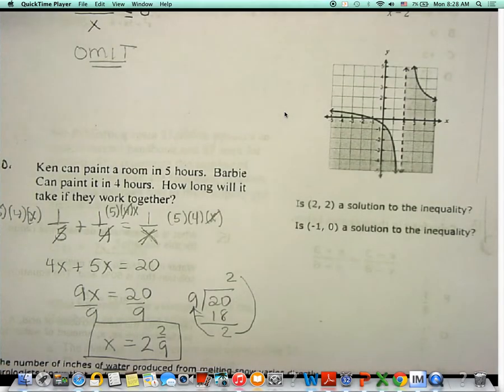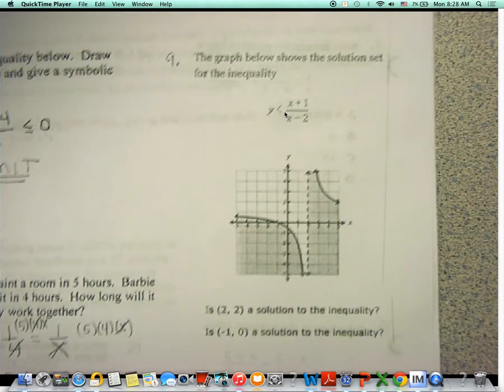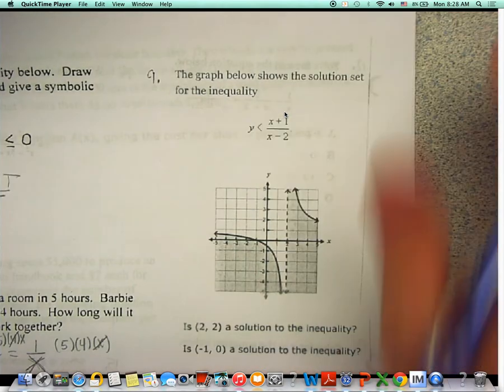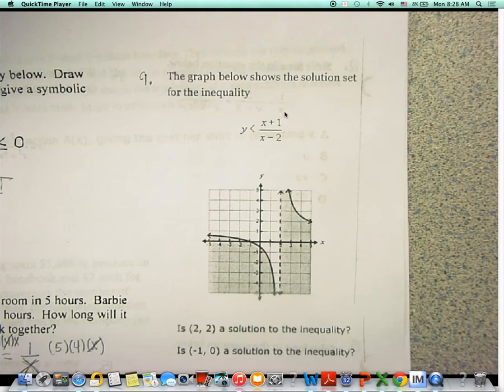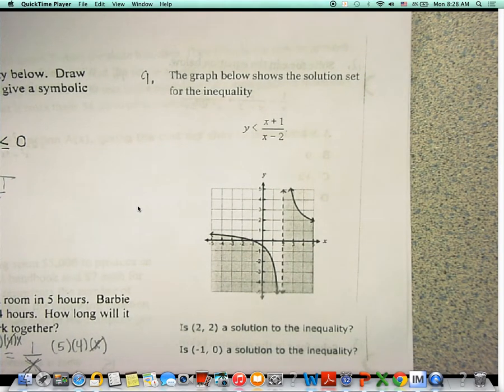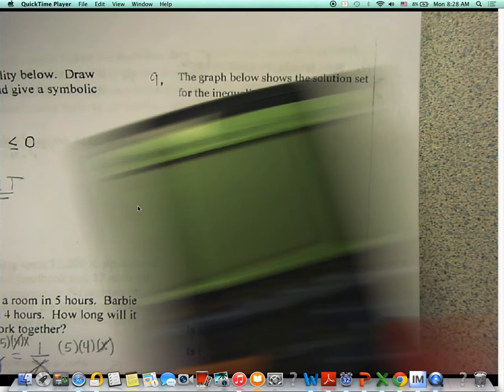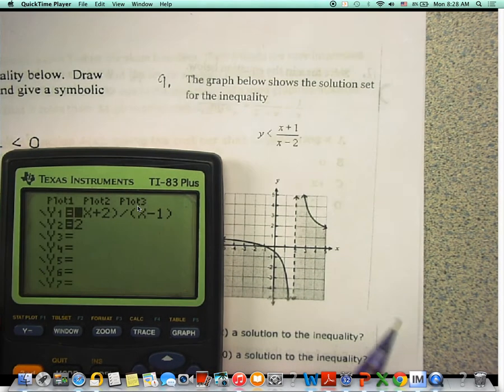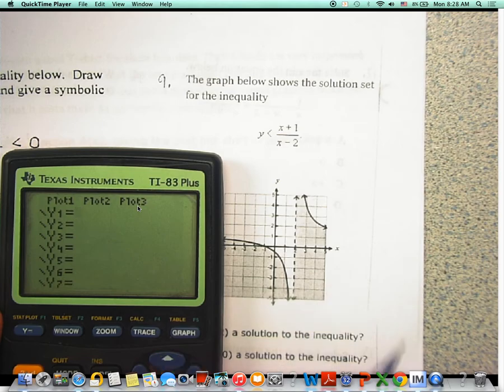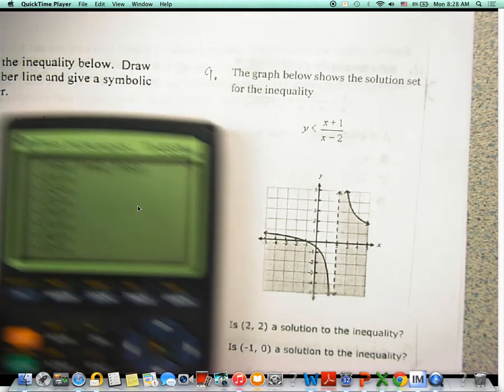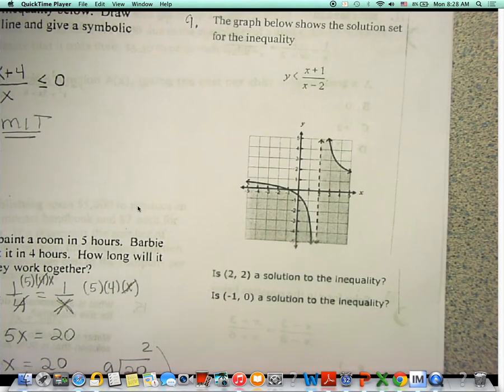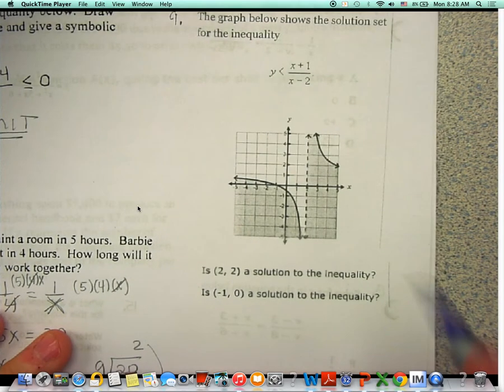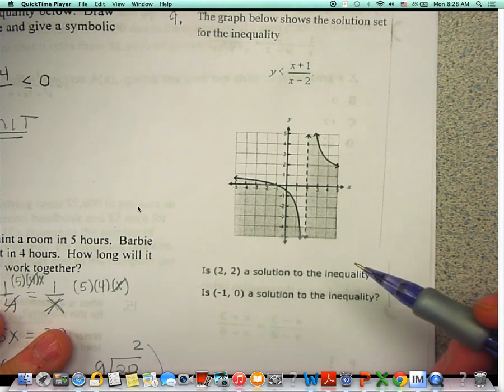Okay, number 9. Oh, we gotta look at number 9 real quick. Even though we didn't do one like this, it is very easy. I'm gonna leave it on there because it's an easy one to get right. Okay, we're just gonna graph it on the calculator. So we're gonna go to y equals. Oh no, they've already graphed it. We don't even have to graph it. It just asks, is 2, 2 a solution to the inequality?